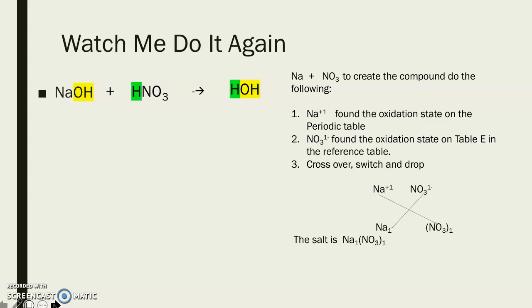We're going to cross them. So that means now NO3 has the 1. We drop the sign, it has 1, and then it drops down low. So instead of a superscript, instead of it being up here, it's down here. And now it's NO3 with a 1. The same thing happens to Na, and then our salt is Na1 NO3 1, or just NaNO3.